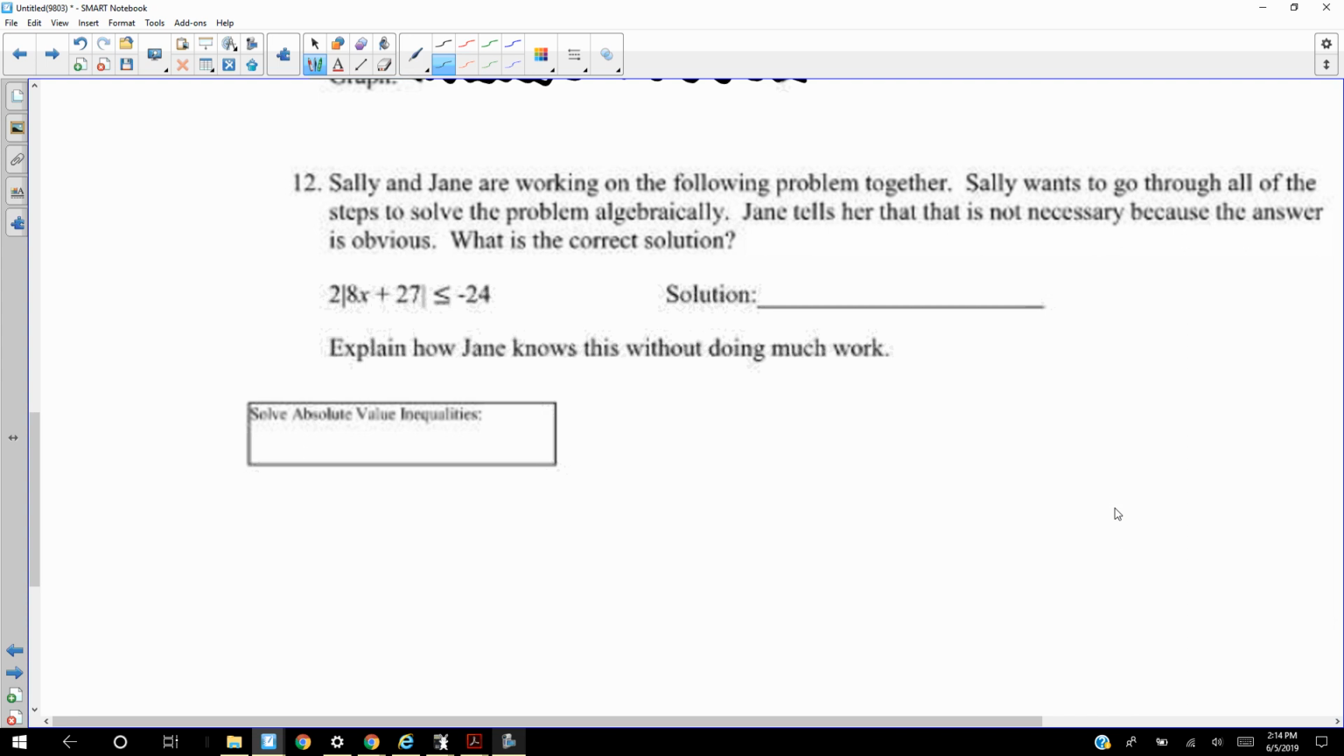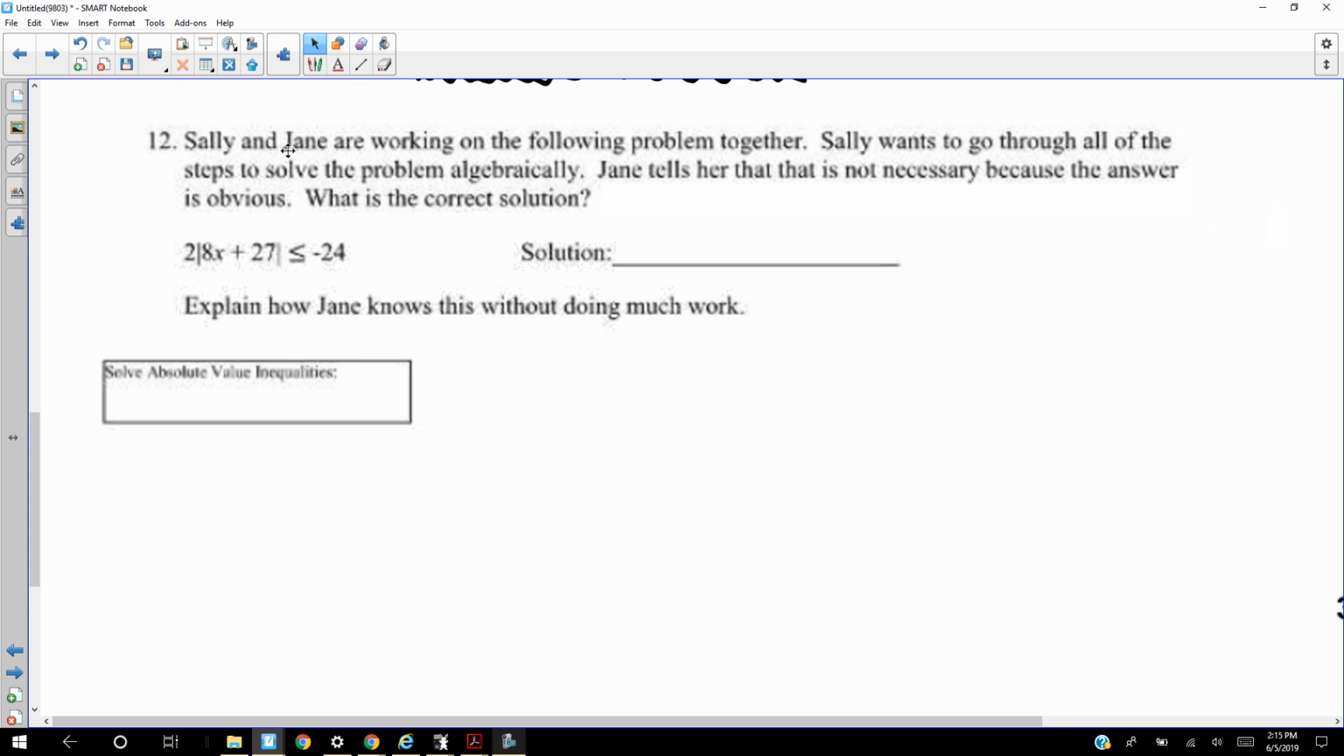Last one of these inequalities, it says Sally and Jane are following a problem together. Sally wants to go through the steps to solve the problem algebraically. Jane tells her that's not necessary because the answer is obvious. So what is the correct solution?